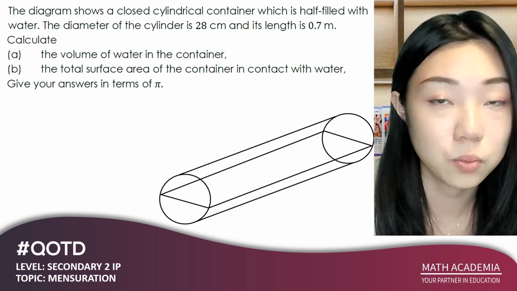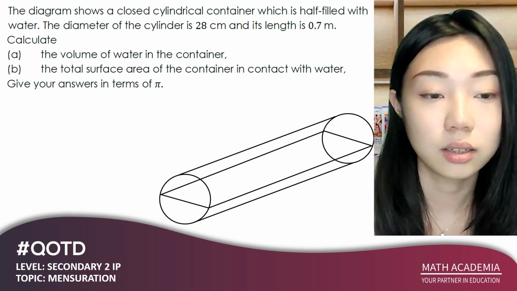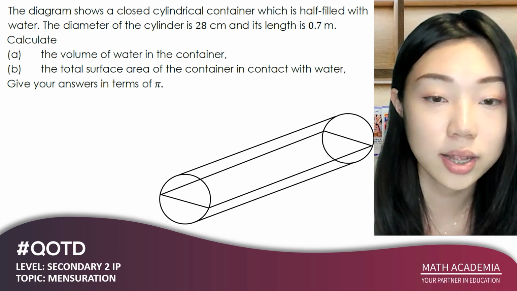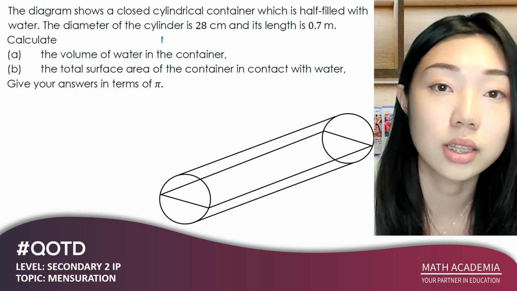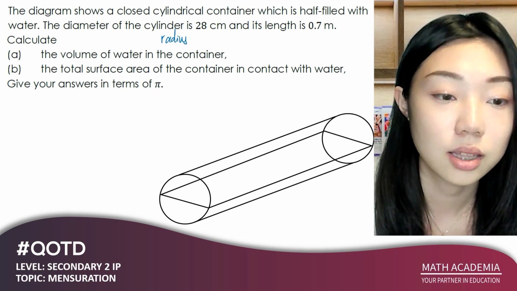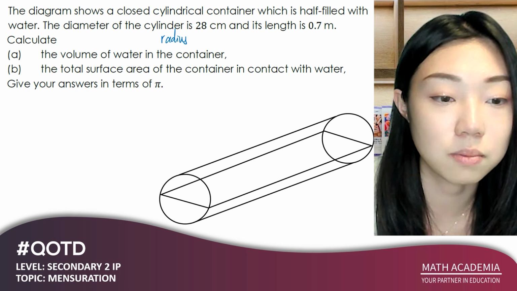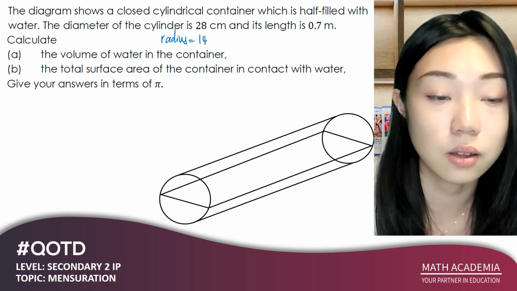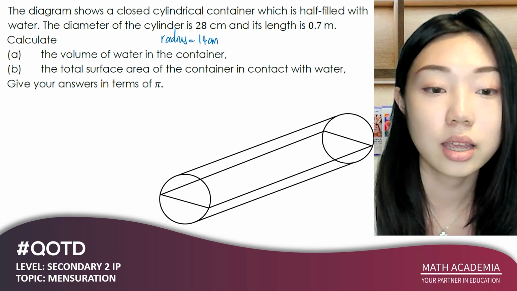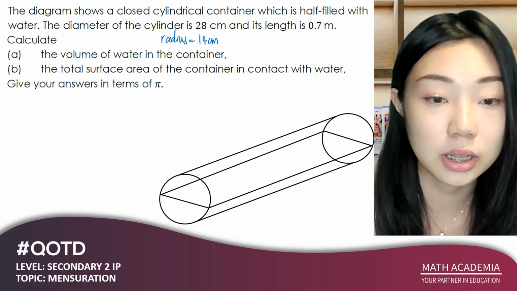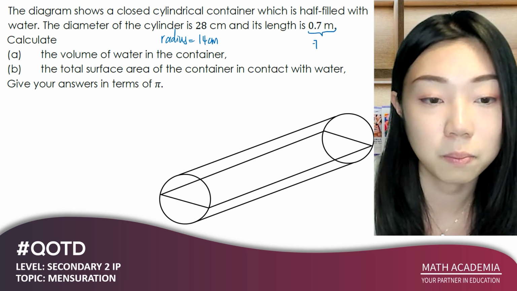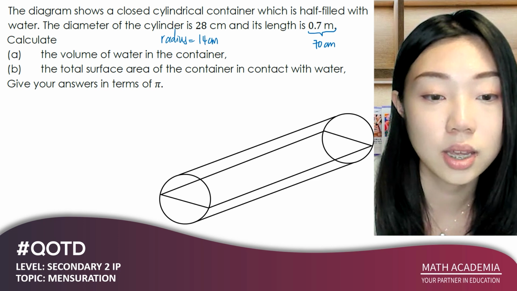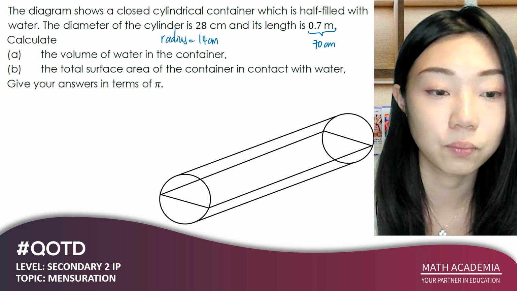First, before we start with the question, let's derive what information is given to us. If the diameter of the cylinder is 28 centimeters, this would make the radius of the cylinder 14 centimeters. And if the length is 0.7 meters, we will want to standardize the unit. So this would make the length of the cylinder 70 centimeters.